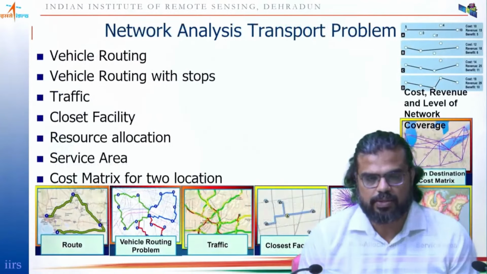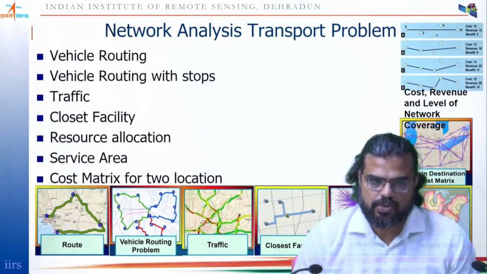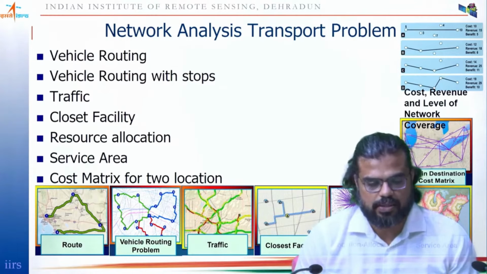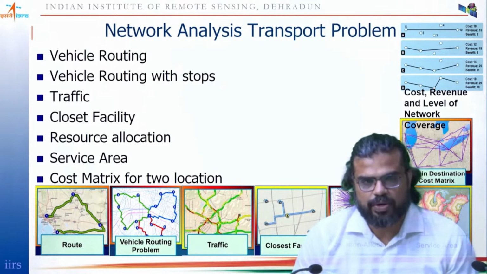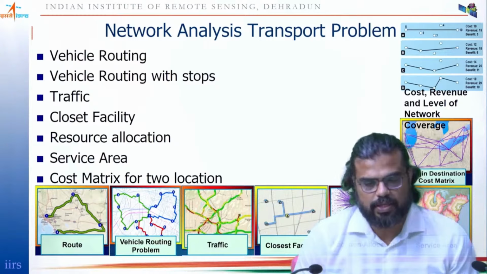If you see the list of such network analyses related to a transport problem, it is being shown in this case. As you can see, the first part is basically vehicle routing, which says that if you want to start from a starting point and end at an ending point, and between them there are a few places which need to be navigated.